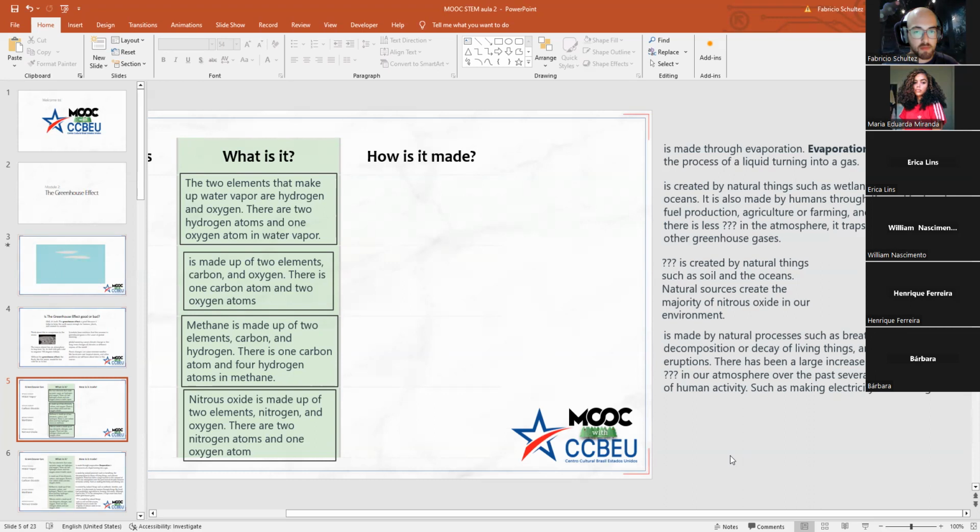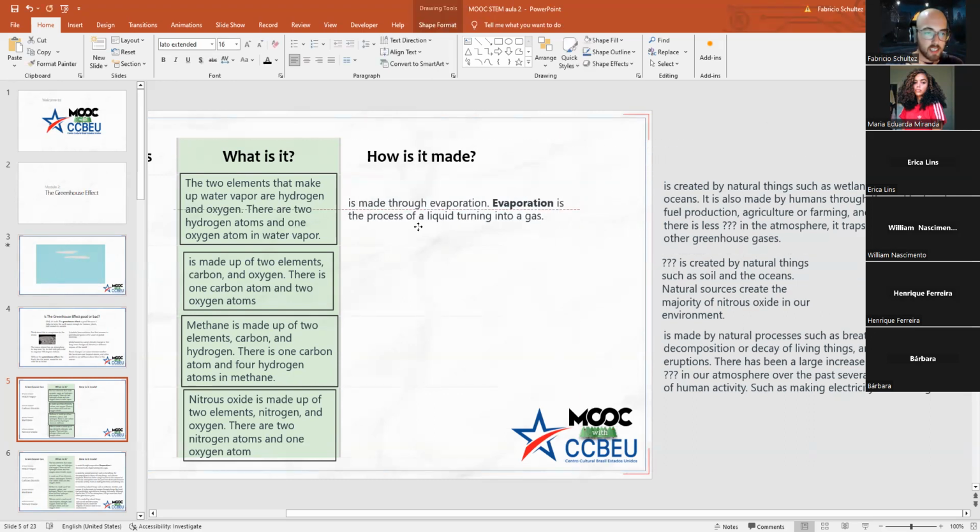Oxygen. Here, this part here, right? Okay. How is it made? Everybody saying the first. Yes, you are correct. That's easy, right? So it's made through evaporation. And evaporation is, of course, the process of a liquid turning into gas. All right, good.